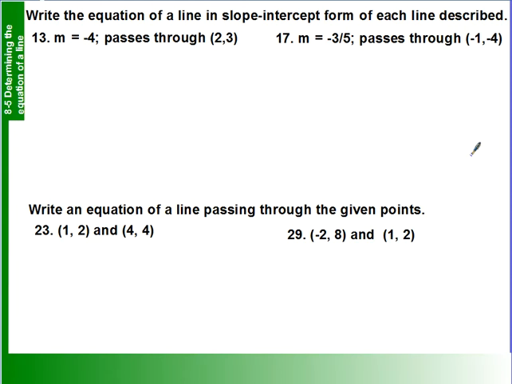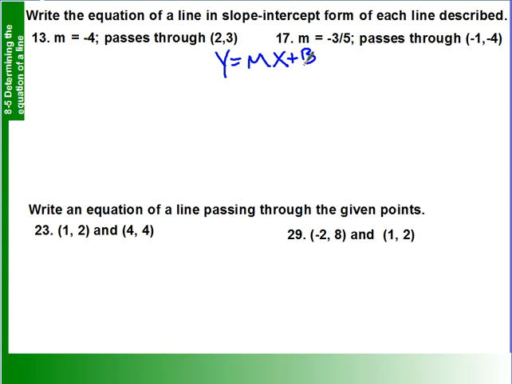So we are going to look at slope-intercept form. Any idea what slope-intercept form looks like? What's the equation of a line? Y equals mx plus b. All right. So y is equal to mx plus b. This is called slope-intercept form because you have the slope and the y-intercept in the equation already.